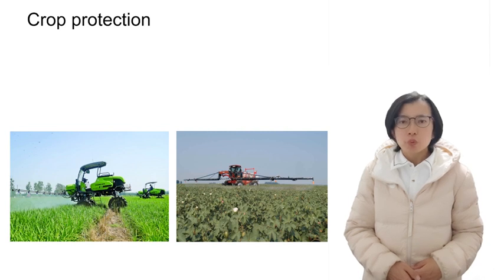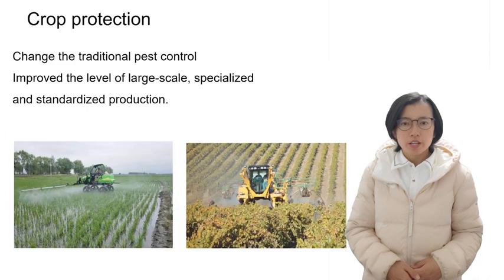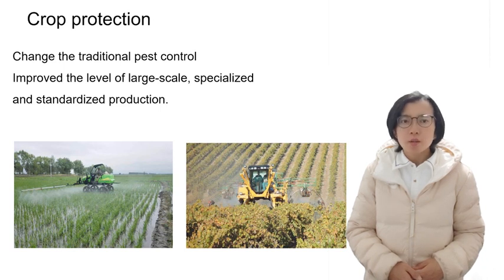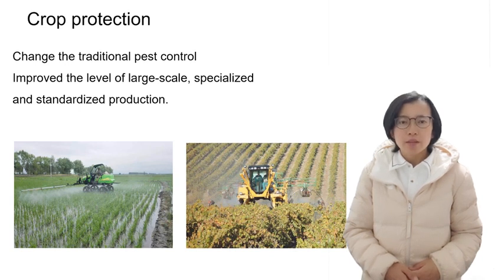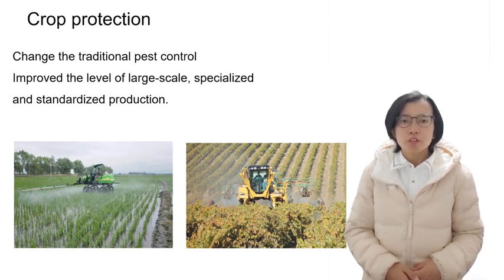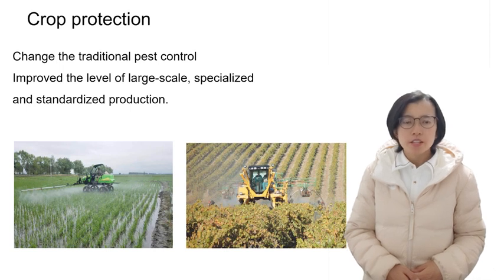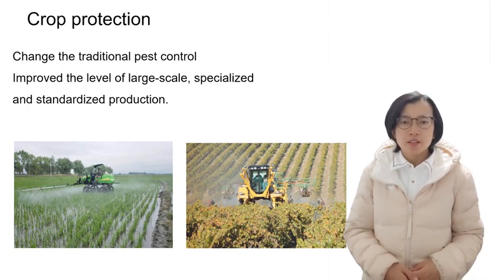It is an effective way to vigorously promote the quality and safety of agricultural products and ensure ecological environment safety. On the other hand, it is necessary to change the traditional pest control method, which is always labor-consuming and time-consuming, and vigorously develop specialized methods. It has promoted the transformation of agricultural production and management from the traditional mode to the modern mode, and improved the level of large-scale working, which is intensive, specialized, and standardized.